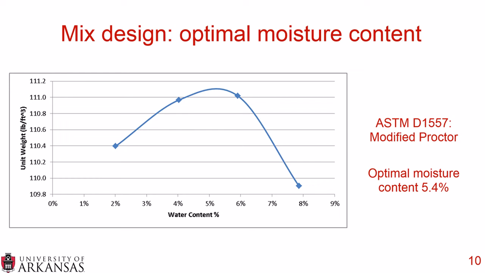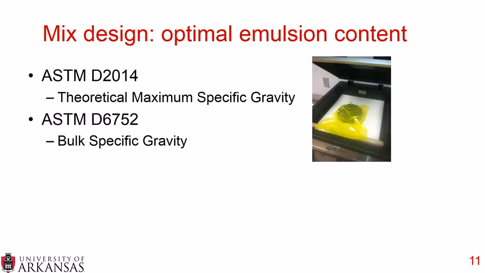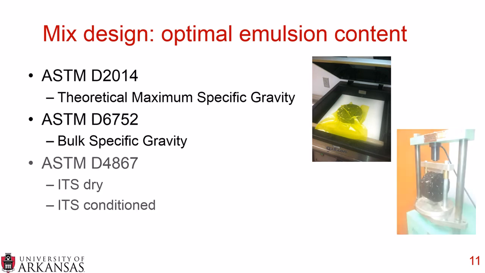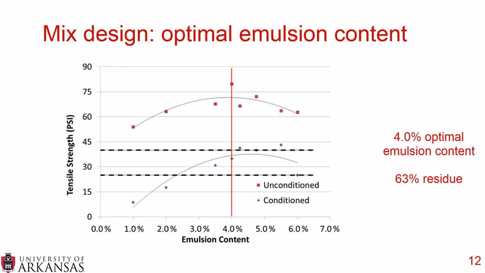With our gradation and our optimal moisture content, we next tried to find our optimal emulsion content. In order to do this, we measured both the theoretical maximum specific gravity and the bulk specific gravity of the FDR mix. And then we performed ASTM D4867, which is the indirect tensile test, and we tested it in both the dry and the conditioned, also known as moisture conditioned state. And by knowing the maximum specific gravity and the bulk specific gravity and these two tensile strengths, we were able to calculate the optimal emulsion content.